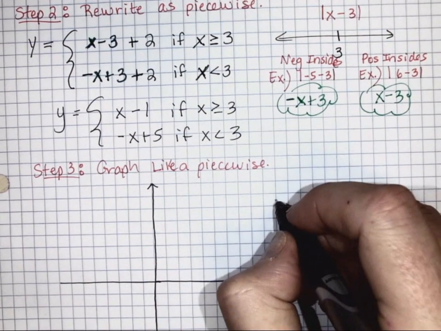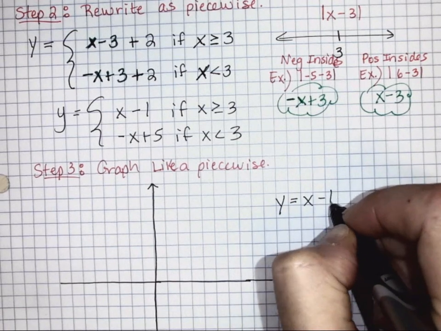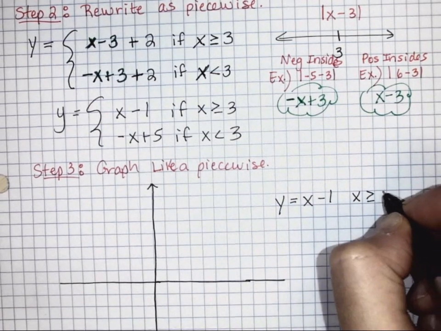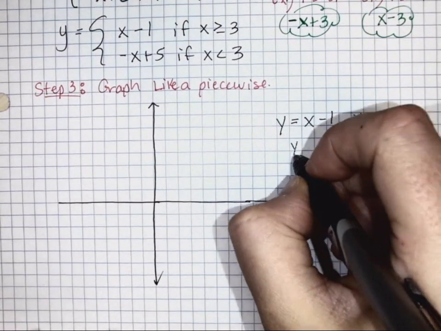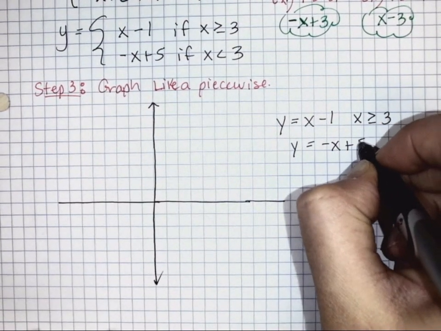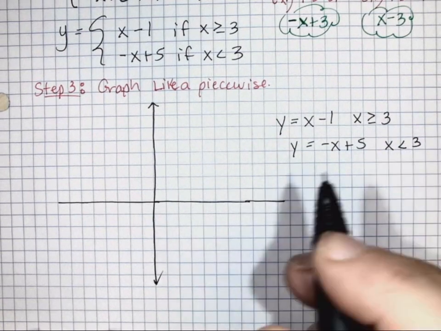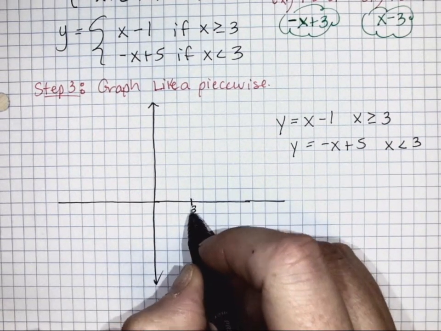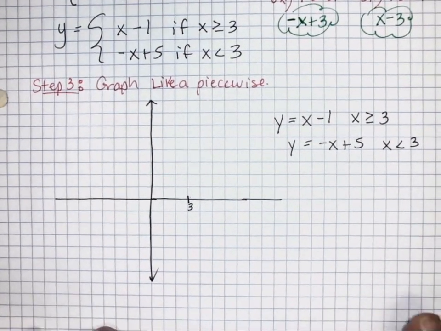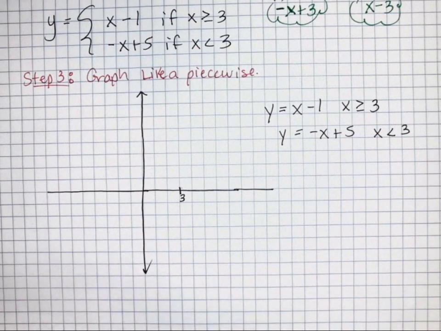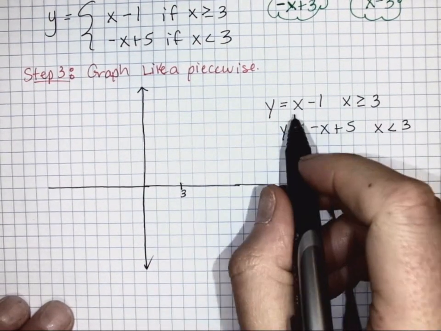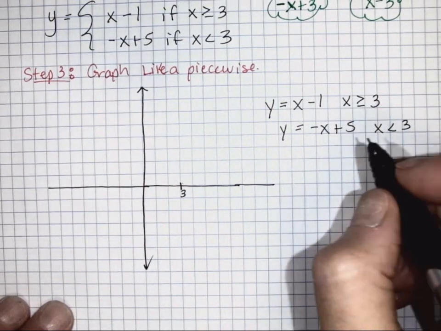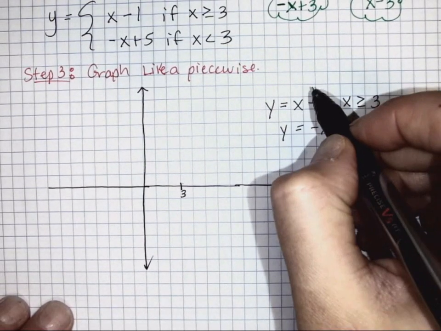Alright, so for the top part we have y equals x minus 1, x is greater than or equal to 3, and we have the bottom equation, negative x plus 5, when x is less than 3. So positive 3 here is your starting point, where x is 3. And I can plug in 3 to see where I need to start.